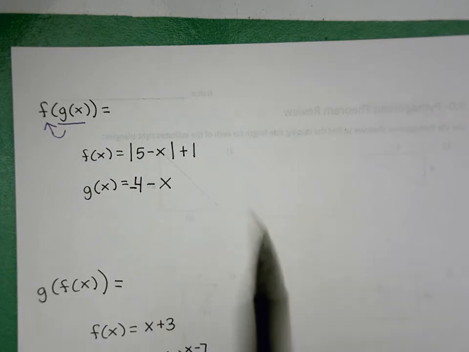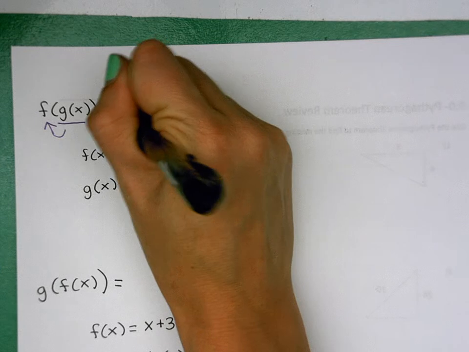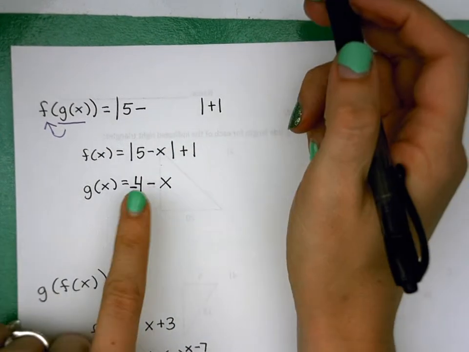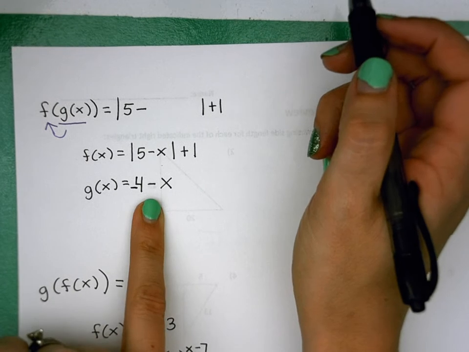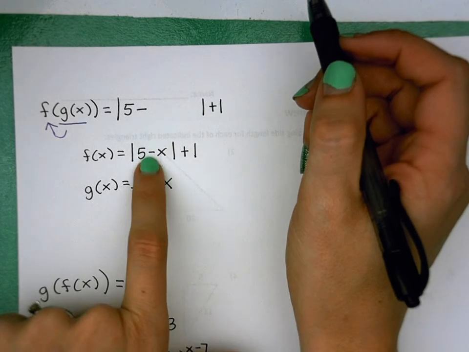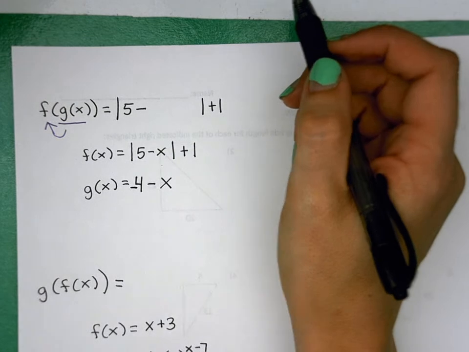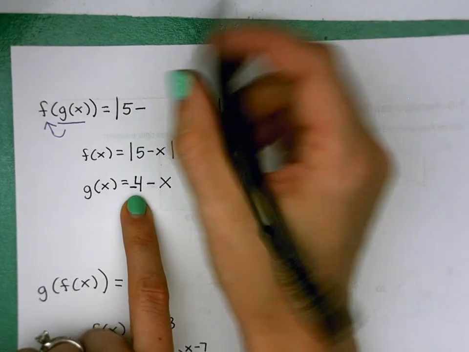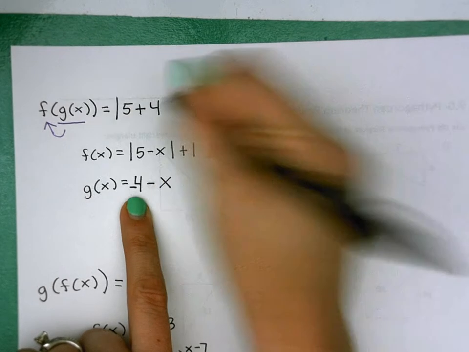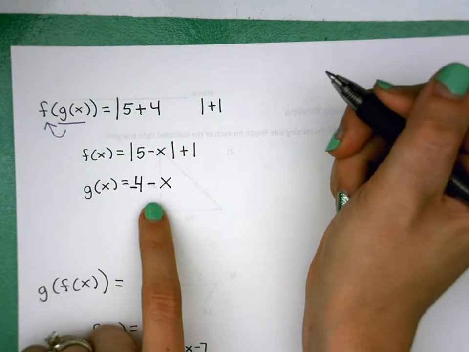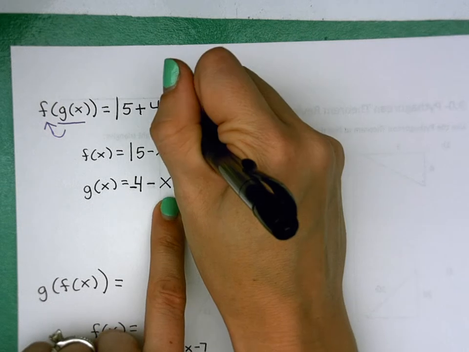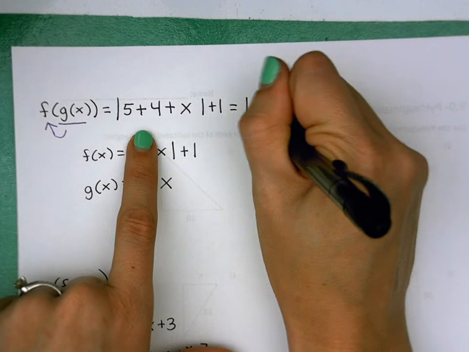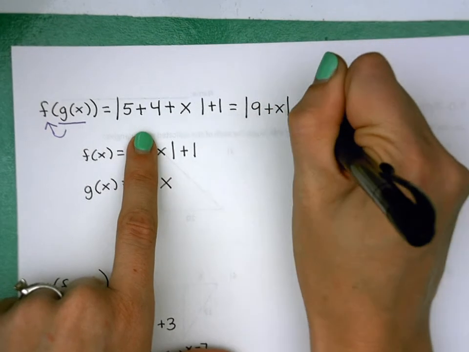Meaning, as I keep this absolute value, as I keep the 5, as I keep the minus, and as I keep the plus 1, I need to make sure that all of g of x is being subtracted. So what is minus negative 4? Plus 4. And what is minus negative x? Plus x. This composite function is 5 minus the absolute value of 9 plus x, plus 1.